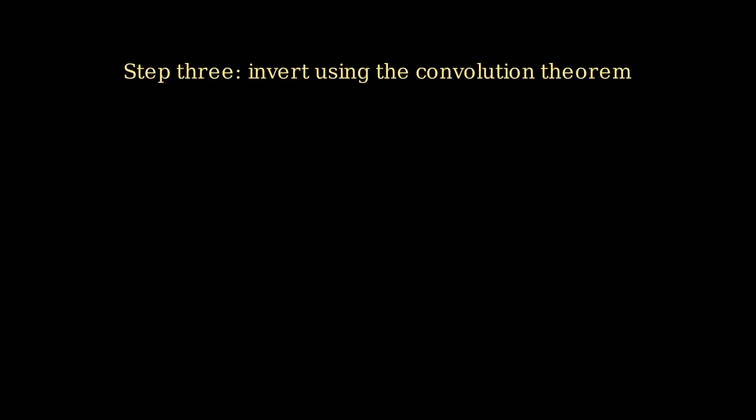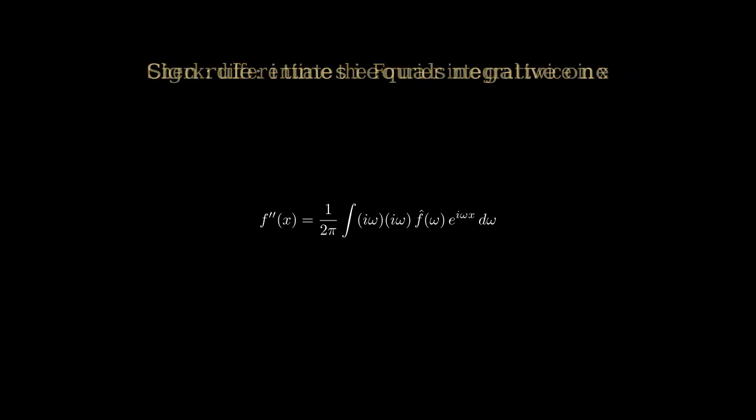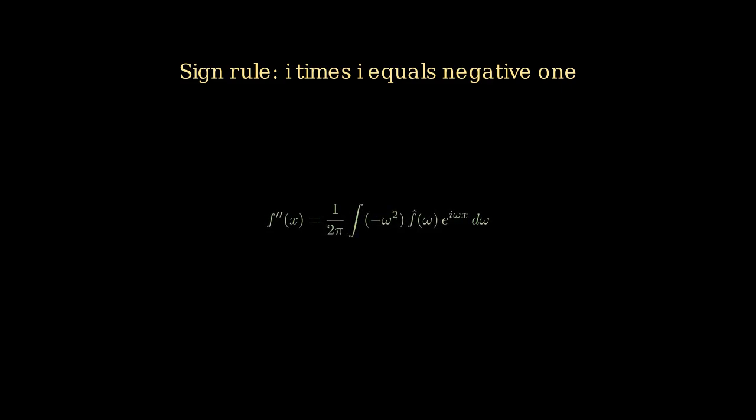To check this, let us confirm the second derivative rule directly. Differentiate the Fourier transform integral twice under the integral sign with respect to x. Each derivative brings down a factor of I omega from the exponential term, so two derivatives bring down I omega times I omega, which equals negative omega squared. This confirms that the transform of the second derivative is indeed negative omega squared times the original transform.